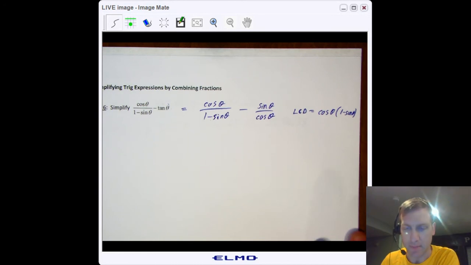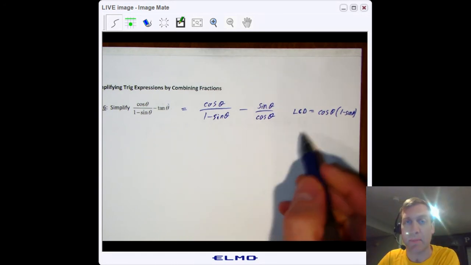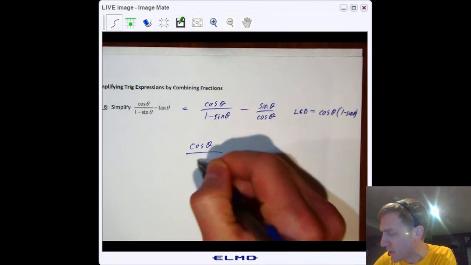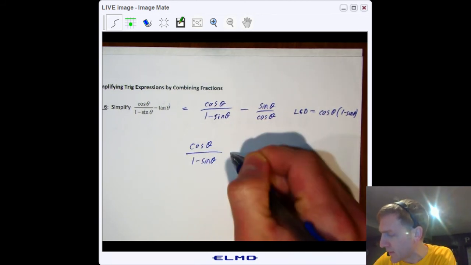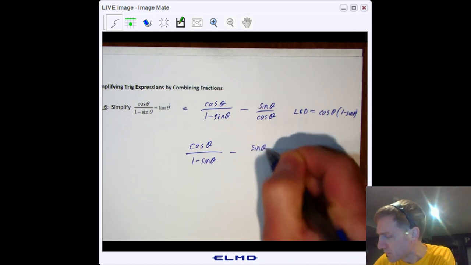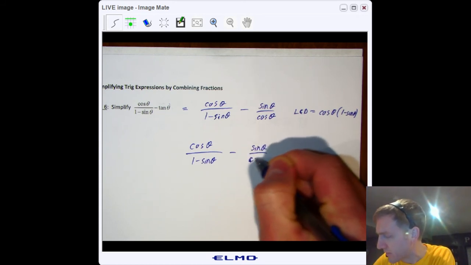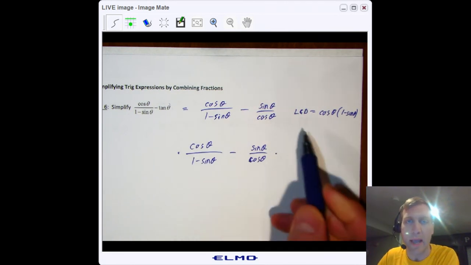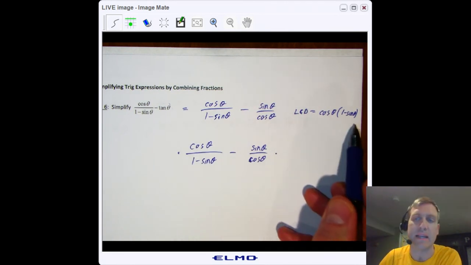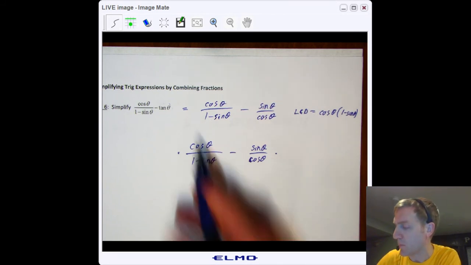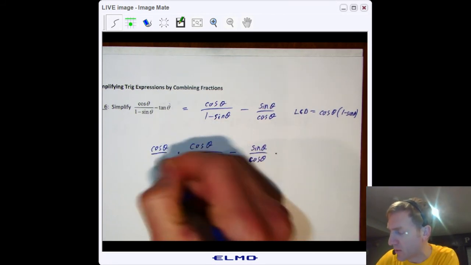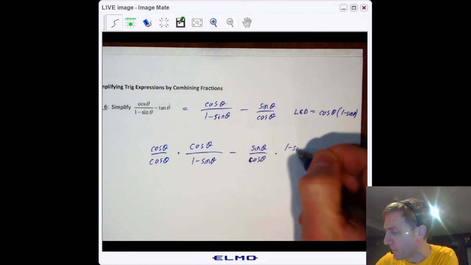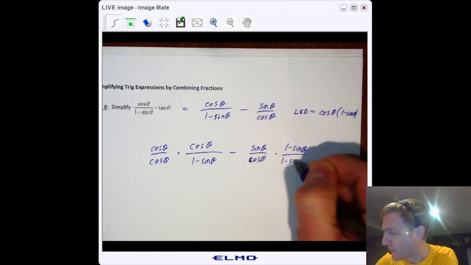That's my LCD. So I want to get both fractions to have a denominator of cosine theta times 1 minus sine theta. All right, so let me do that now. Let's rewrite that. So this is cosine theta over 1 minus sine theta minus sine theta over cosine theta. Okay, so let's get my common denominator. So I want to have cosine theta times 1 minus sine theta in the denominator. This fraction has 1 minus sine theta. So let me multiply it by cosine theta over cosine theta. This fraction has cosine theta. So let me multiply it by 1 minus sine theta over 1 minus sine theta.